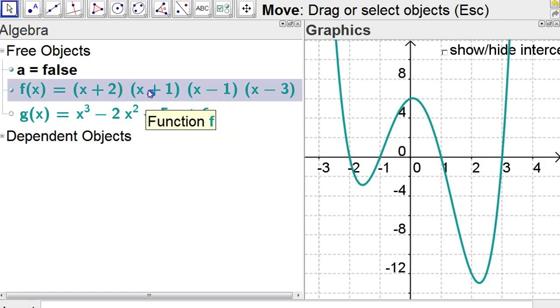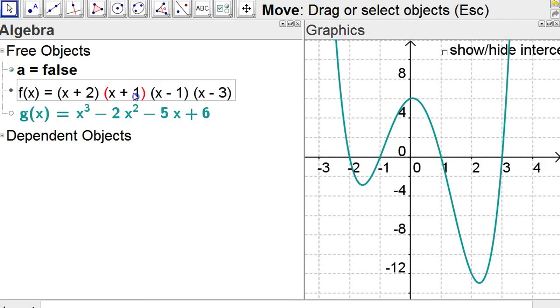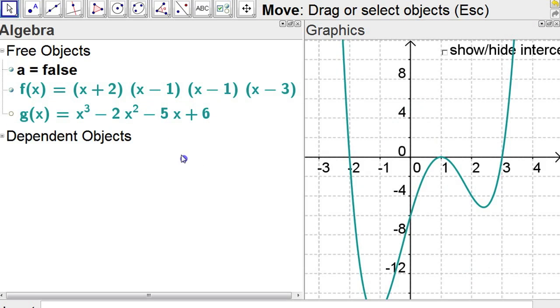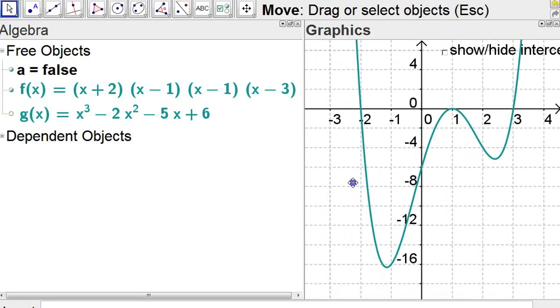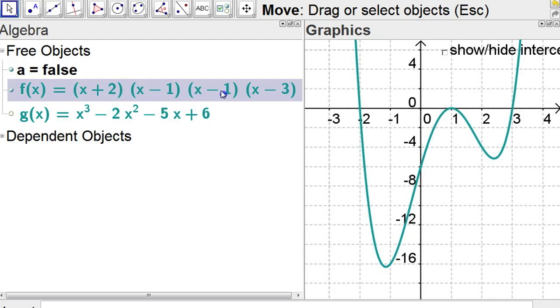Now, I could have put in, say, x minus 1 again, instead of x plus 1 there. Let's see what happens. Now I get a 4th degree function, but it doesn't actually cross 4 times, because I've put 2 of the same factor in here. When you have 2 of the same factor, you're going to get different behavior around there. This one crosses here at -2, but it just goes up and touches at 1 because I have 2 of those factors, and then it crosses at 3.